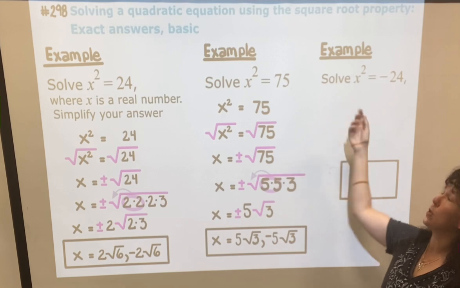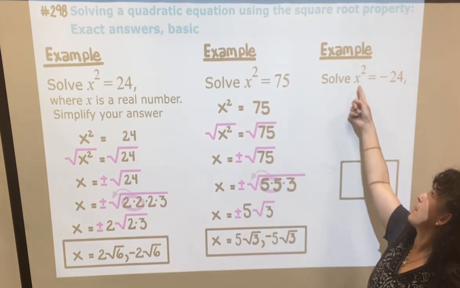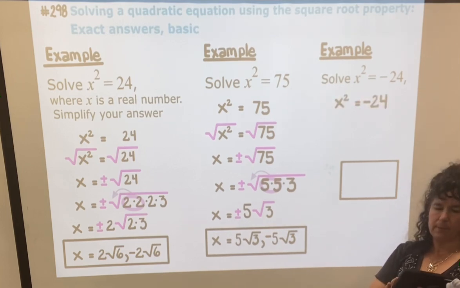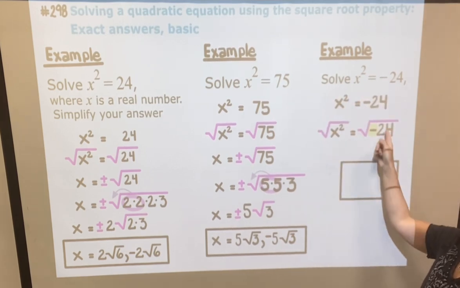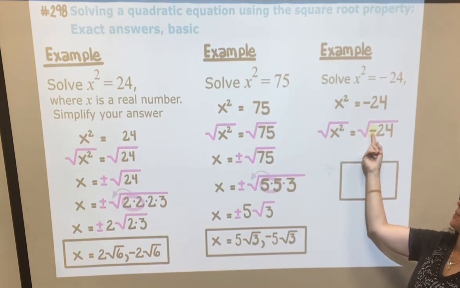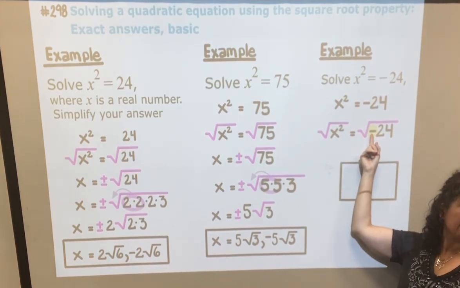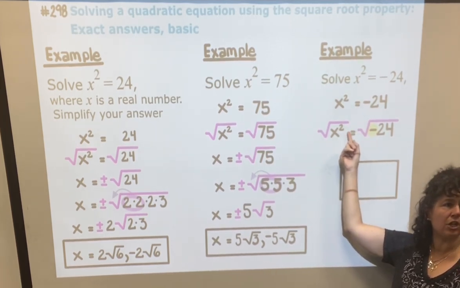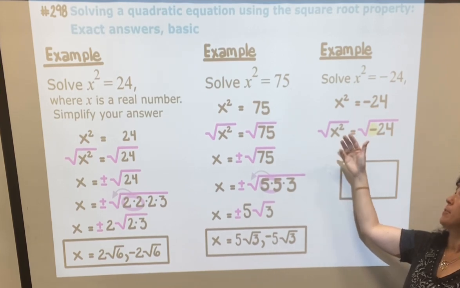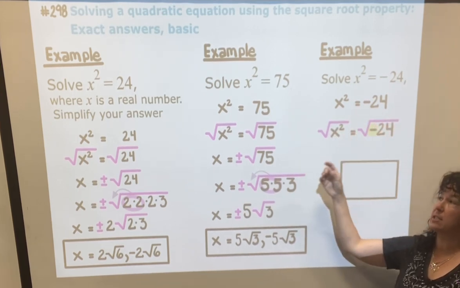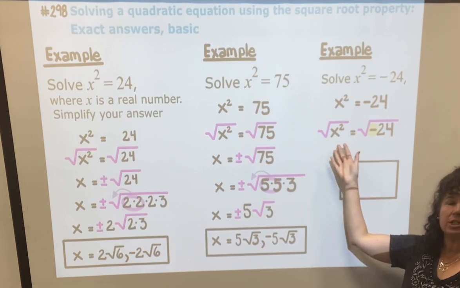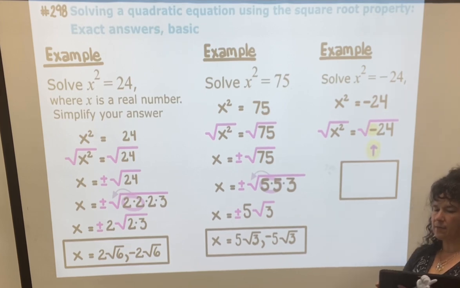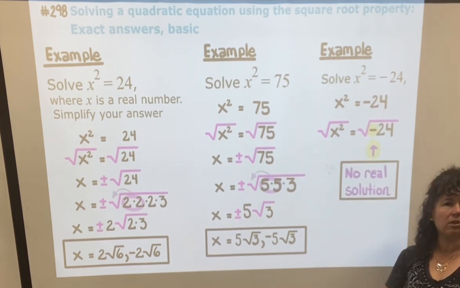This last example goes very quickly because when you try to get x by itself by square rooting both sides, I end up with a square root of a negative, and a negative can come out as an imaginary number, as an i, but the directions in this one is to solve for the real solutions. So since I'm taking the square root of a negative, I'm going to say no real solutions.